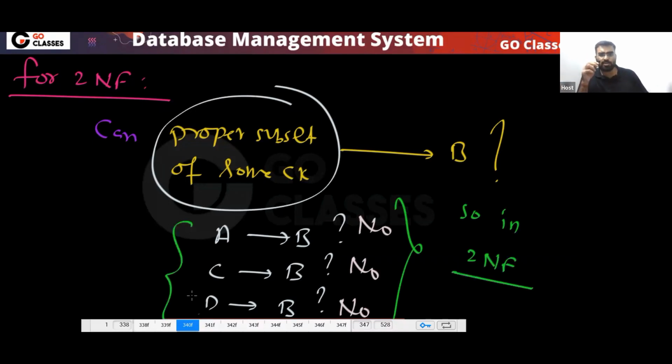2NF is quite easy actually. Just check all the proper subsets, nothing else. Is this clear? And this is the non-prime attribute.